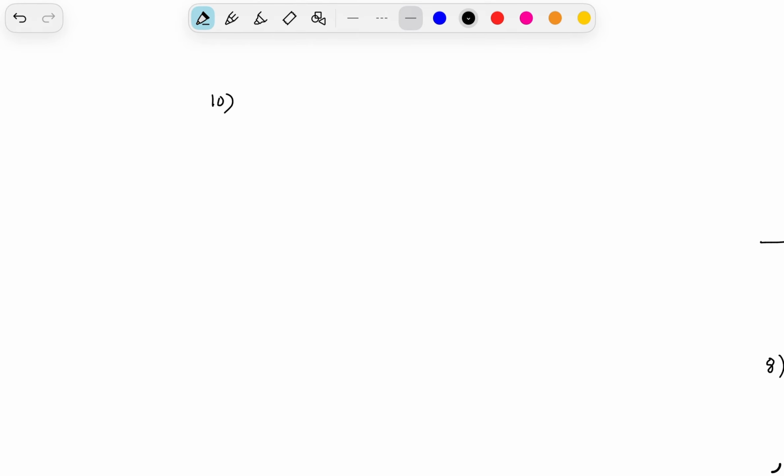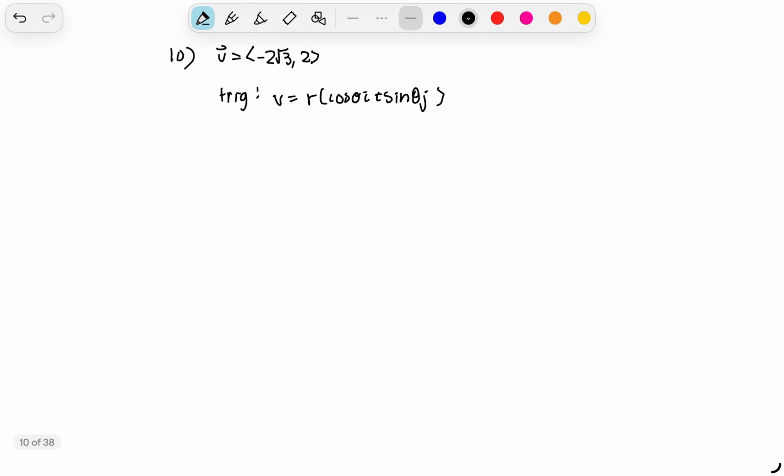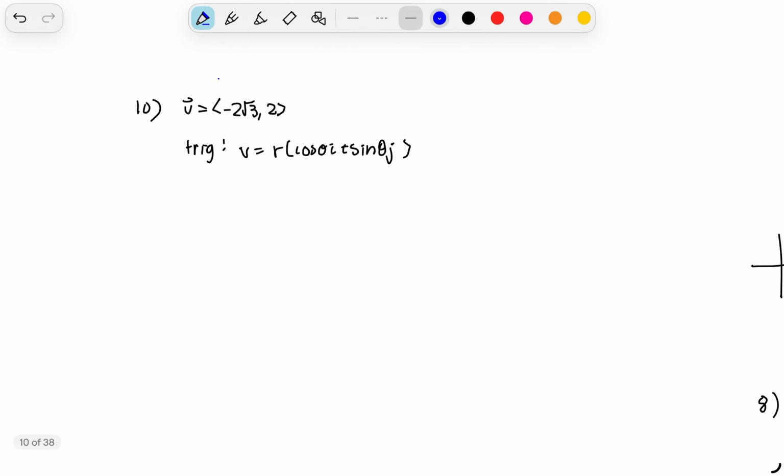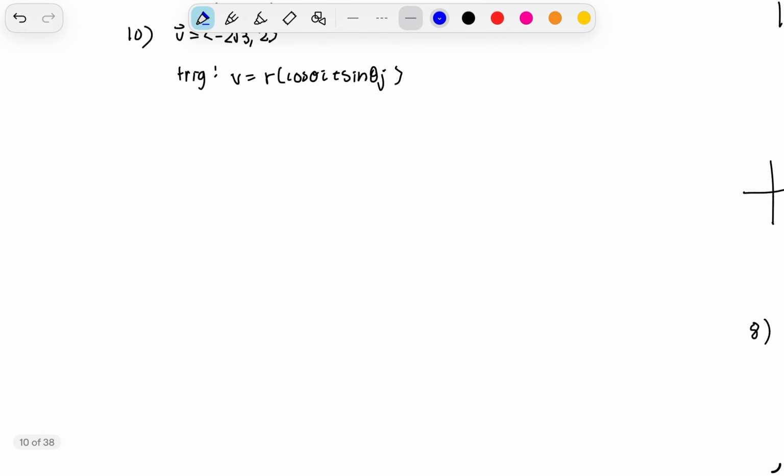So for our next question, let's say that we have a vector that is negative 2 root 3, 2, and we want to get the trig form. So that means that that's r times cosine theta i plus sine theta j. So we need to find the magnitude r and the angle. So let's find our components. Here, that's your x component, your y. So what you do is get your r magnitude.